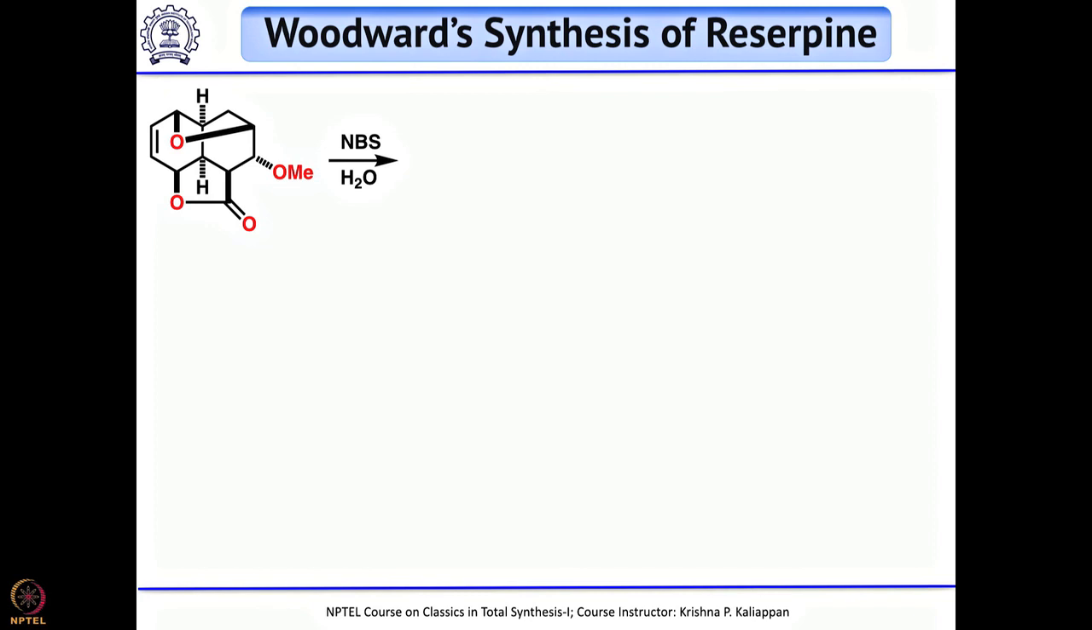Once you have this, next you have one more double bond and treat with NBS water. If you have a double bond and treat with NBS water, it will give bromohydrin. Where will the bromine go? Where will the hydroxyl come? Obviously, the bromine will be alpha. That is the first step, bromonium ion formation. The bromonium ion will come from the alpha side. Then the hydroxyl group which opens the bromonium ion will come from the beta side. So this is what you get.